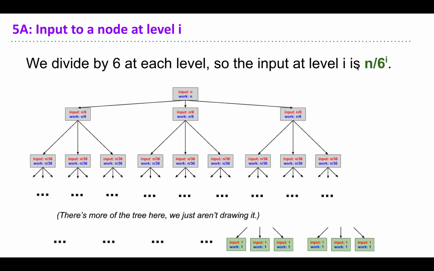So the input at level i is n divided by 6 to the i. The first level, 6 to the 0 is just 1, so I get n divided by 1, which is just n. Okay, that works out. On level 1, we have n divided by 6, which is n divided by 6 to the 1. That works out too. And then on level 2, we have n divided by 36, and 36 is just 6 squared. So the denominator is going to be a power of 6 as we keep going down.